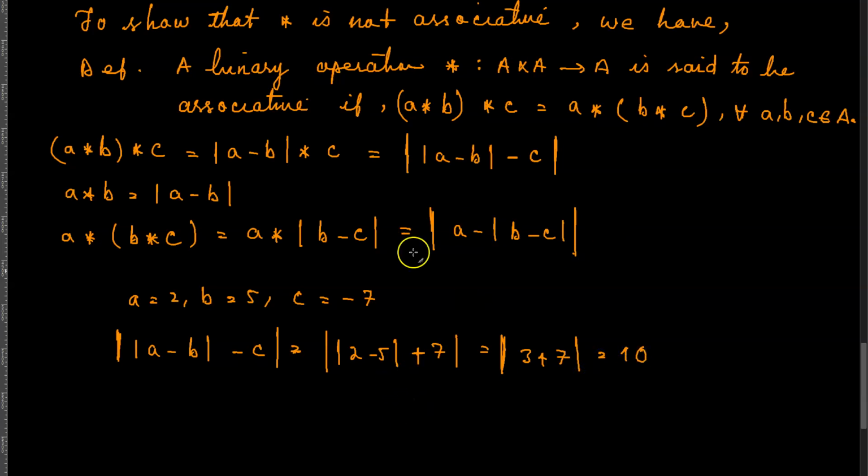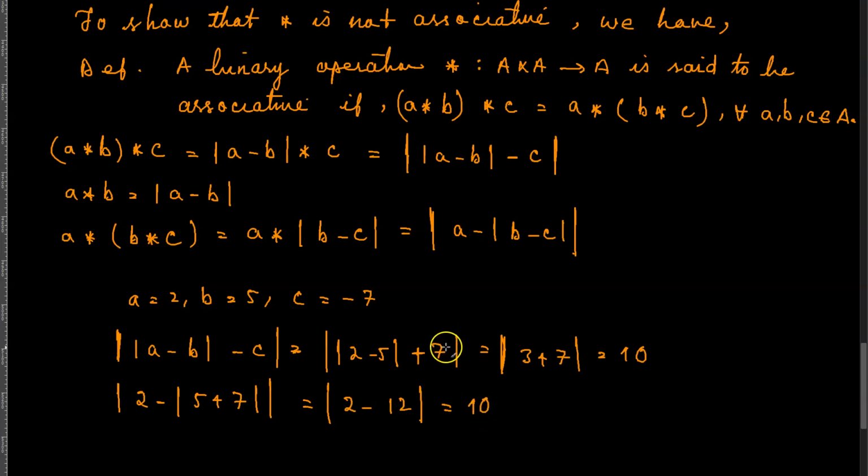10. Now this expression over here, if I evaluate it using the same values, I will have 2 minus the absolute value of b minus c, which is 5 plus 7, which is equal to the absolute value of 2 minus 12, which is equal to -10, which gives me a 10.